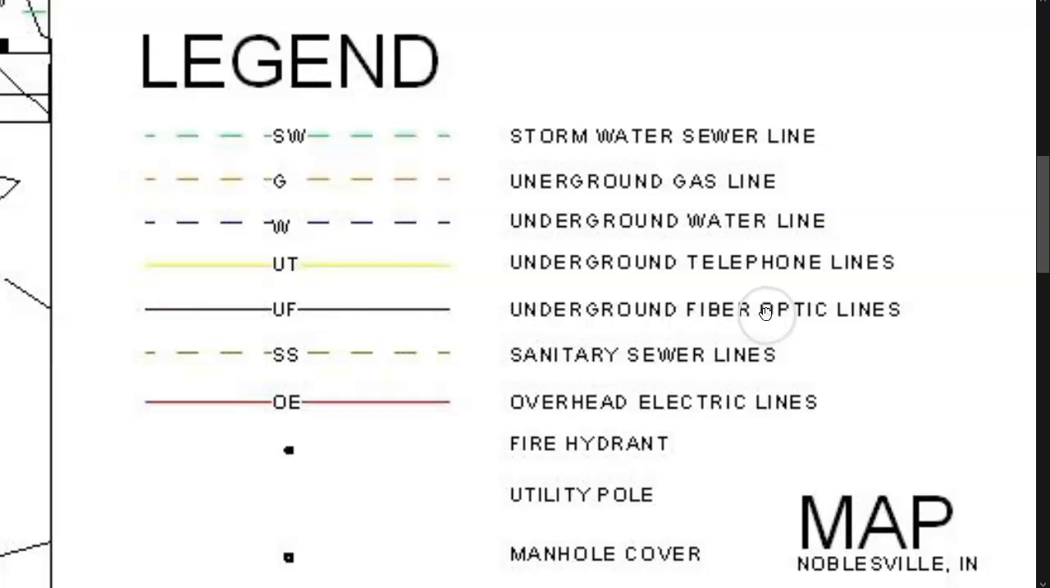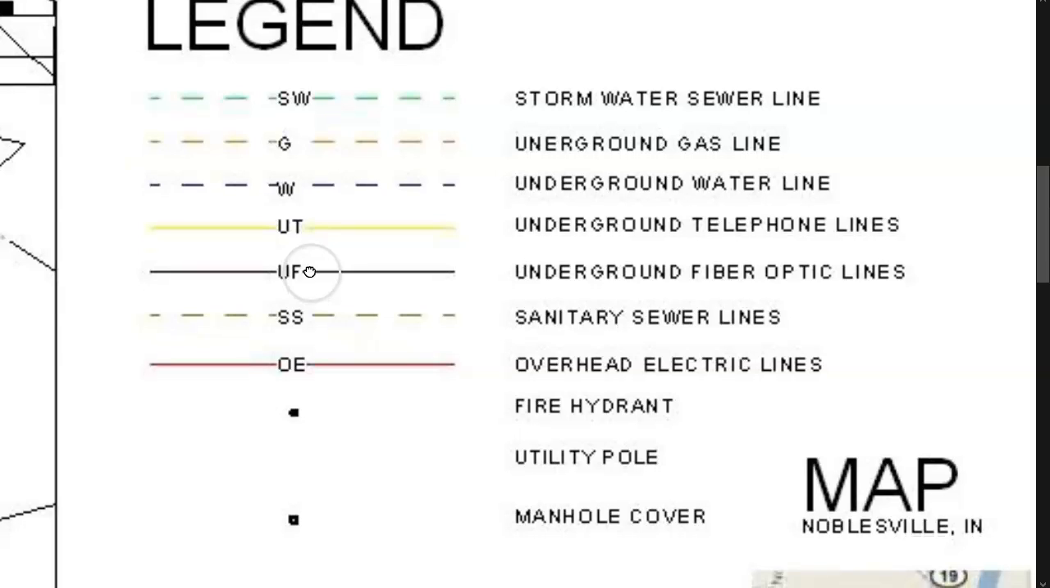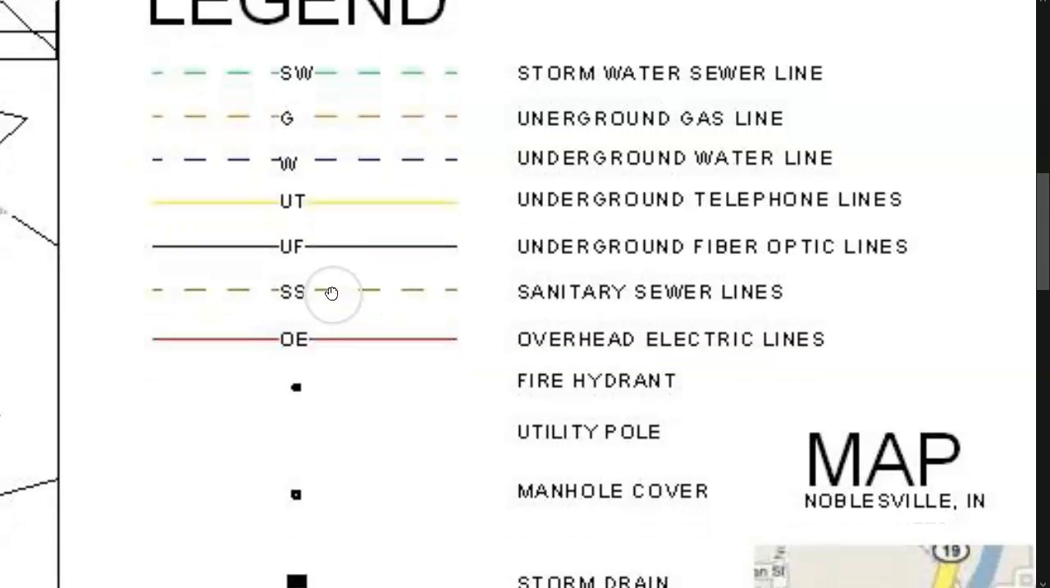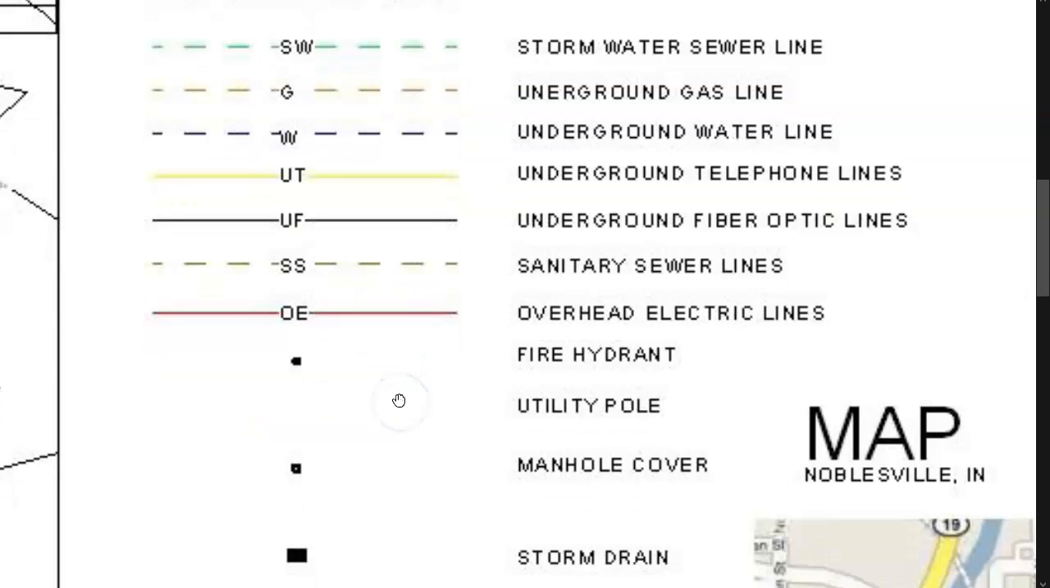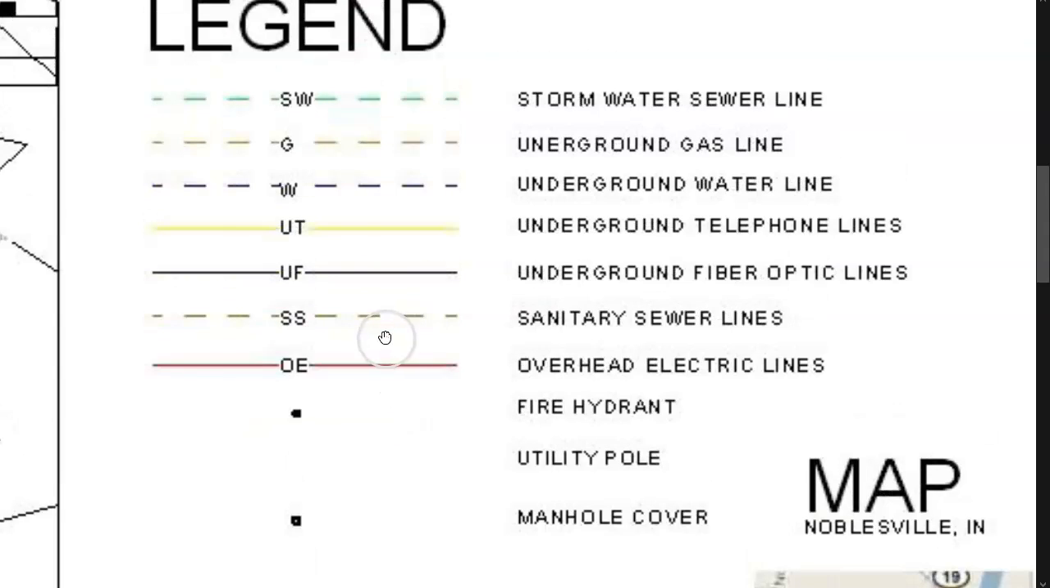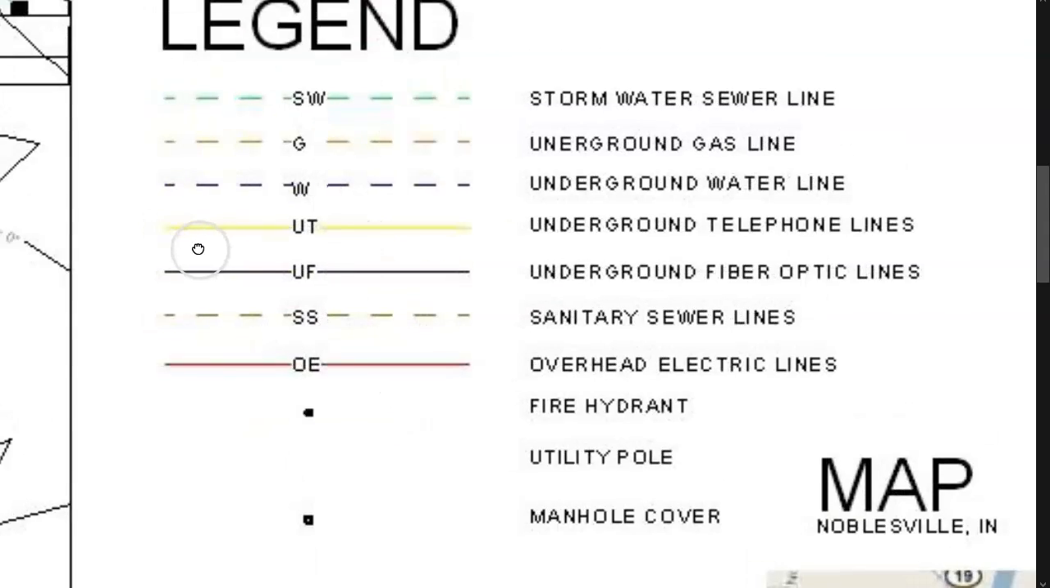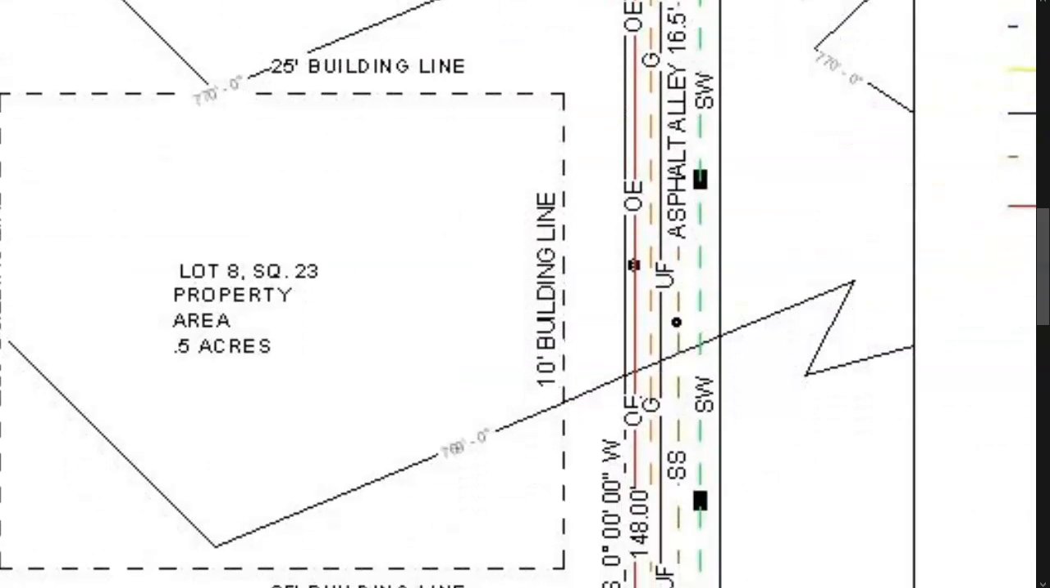And then we also have fiber optic lines, which are labeled UF, underground fiber. SS is sanitary sewer lines. This is your black sewage that gets taken to treatment. OE is overhead electrical lines, so these are the power lines in the neighborhood. And then there's some other pieces on here, but these are the main things you need to pay attention to.